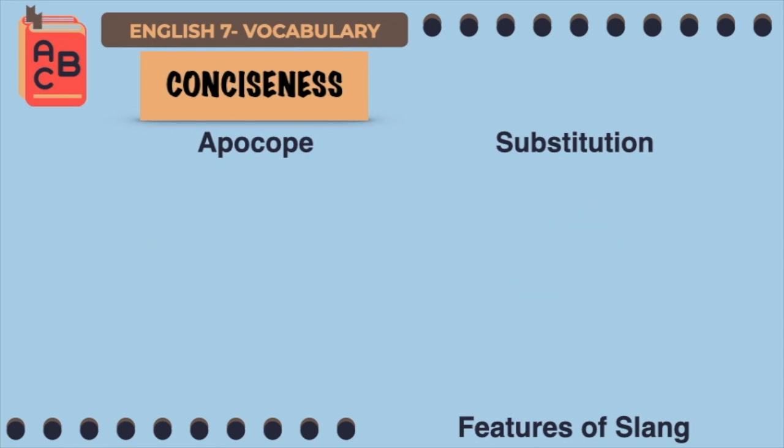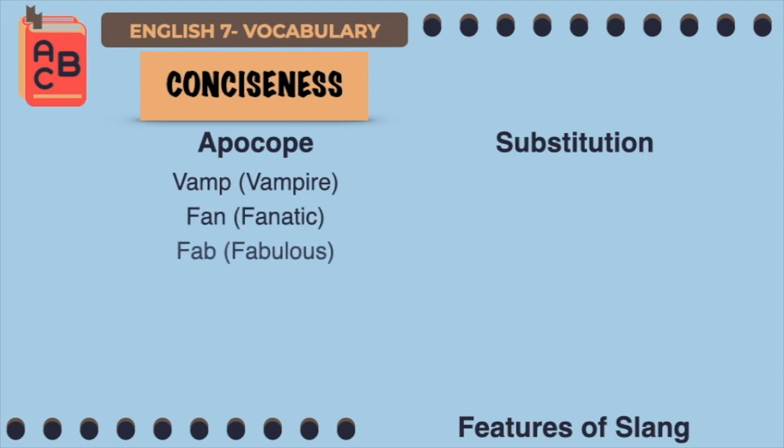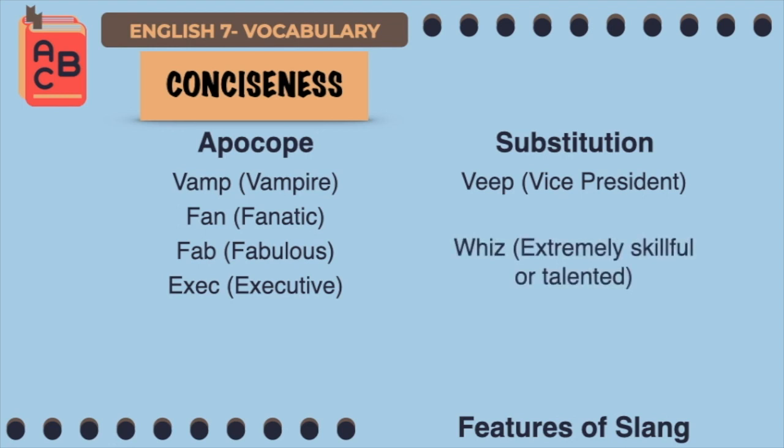Here are example slang words with conciseness, specifically apocopy: apoc means apocalypse, bump or vamp means vampire, fun means fantastic, fab means fabulous, and exec means executive. Now, for the substitute, we have the VIP for vice president, whiz means extremely skillful or talented, and dope for very good or reliable information.